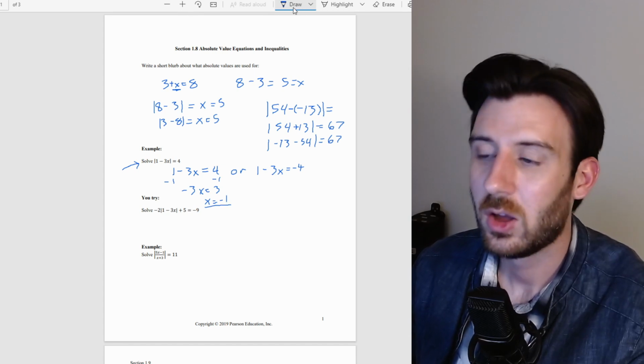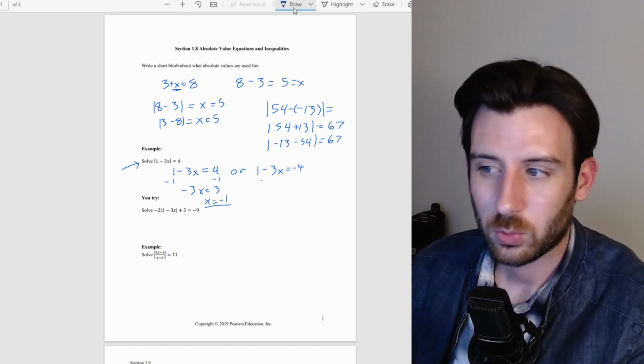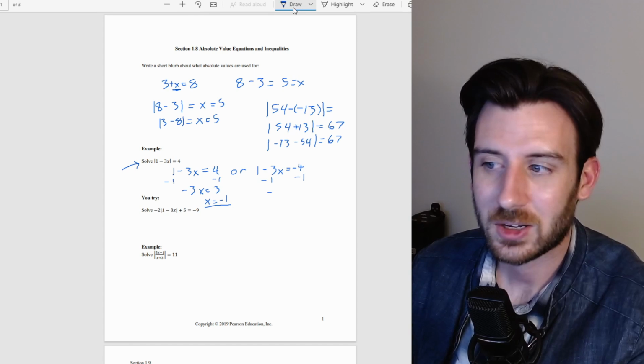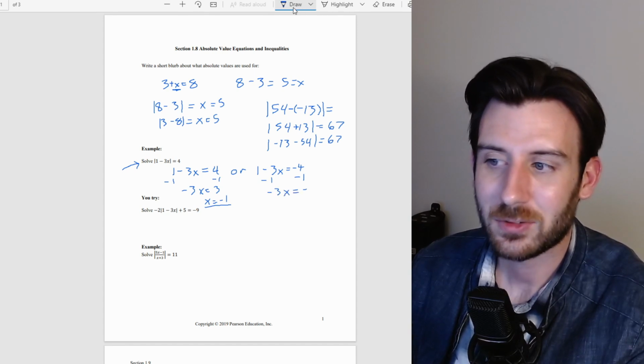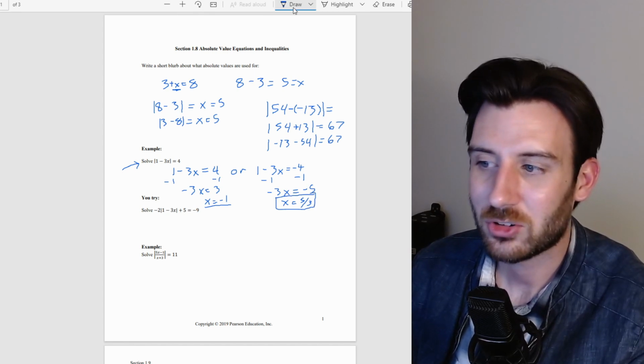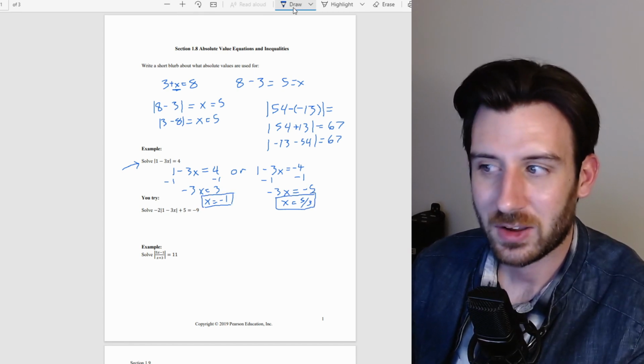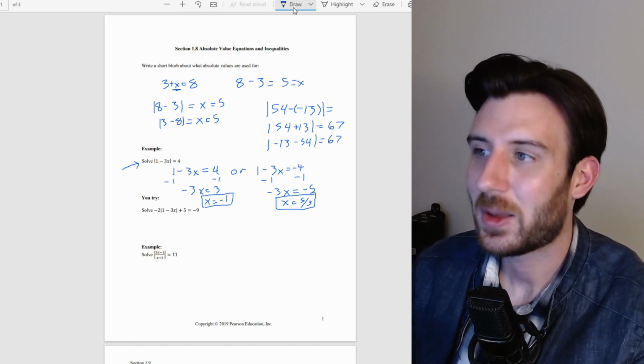That's one answer. Or if we subtract 1 from both sides in this situation, we're going to get negative 3x equals negative 5, which means x is equal to 5/3. So there's two different numbers that could actually work for this situation: x equals negative 1 and x equals 5/3.